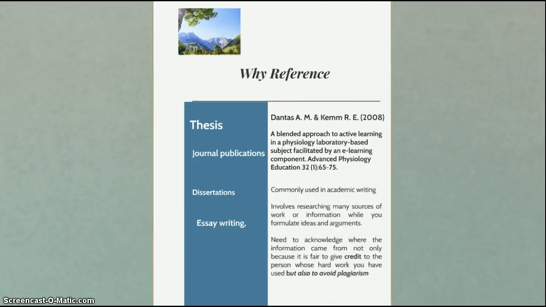Why is it important to reference material? First of all, it's important to reference material to avoid plagiarism, and this is where you use other people's work and claim it as your own. So in order to avoid plagiarism, you need to give recognition to people for the work that you are using to formulate your ideas and arguments when you're writing your essays, dissertations, preparing your thesis, or preparing work for publication.